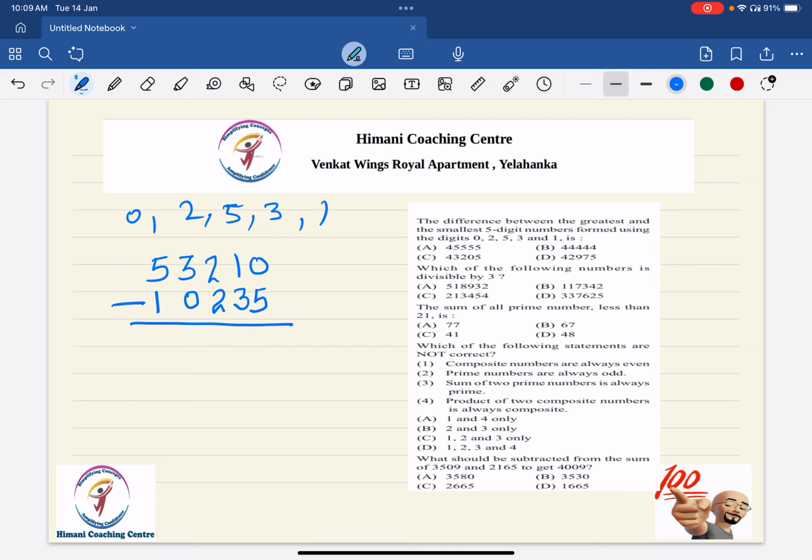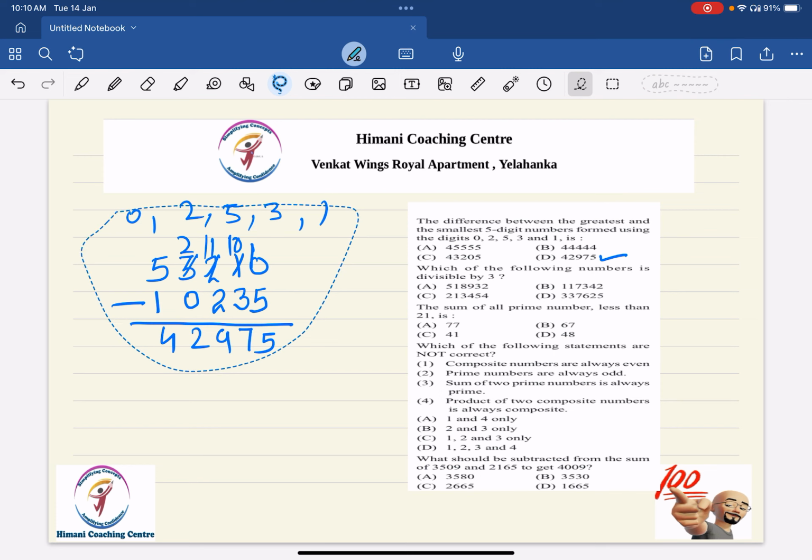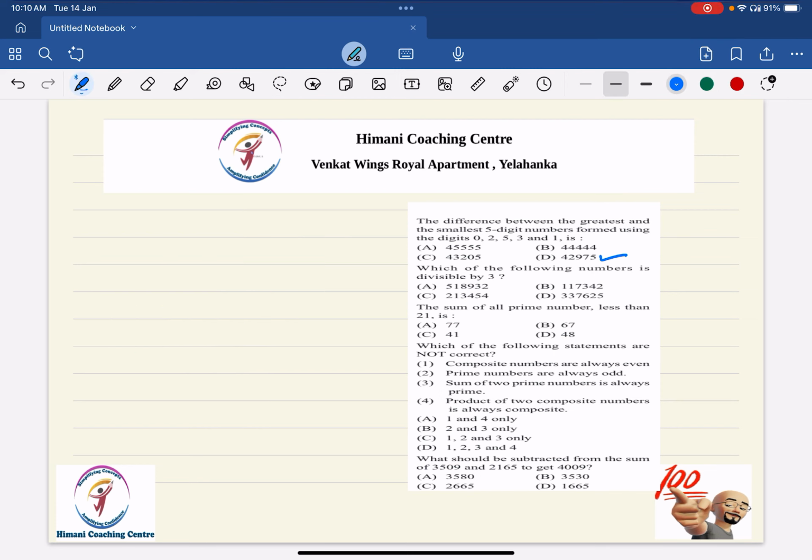So now let us do this. So this is 1, so we need to borrow. This becomes 0, so 10 minus 5 is a 5. This also takes 10 minus 3 is 7. This also has to borrow. 11 minus 2 is 9. This is 2 minus 0. And so this is the correct option, 42,975. Okay, students. Now let us move to the next question.